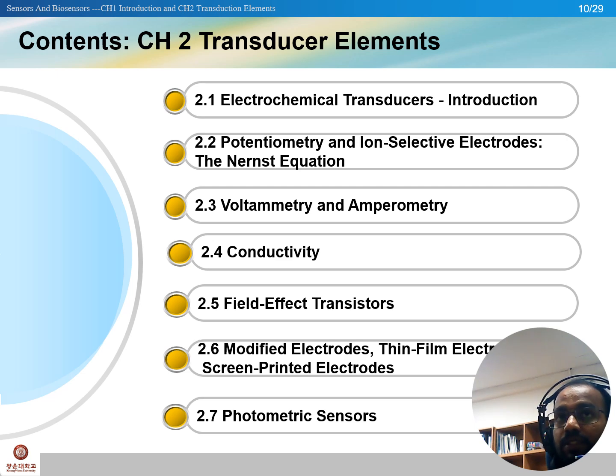Now come to chapter 2, transducer elements. In this chapter we will talk about the electrochemical transducer, potentiometry, and the ion selective electrode. We also talk about the Nernst equation. Then we will talk about voltammetry and amperometry. We will talk about conductivity, the field effect transistor, FET, and some modified electrodes. Then at last we will talk about the photometric sensor.